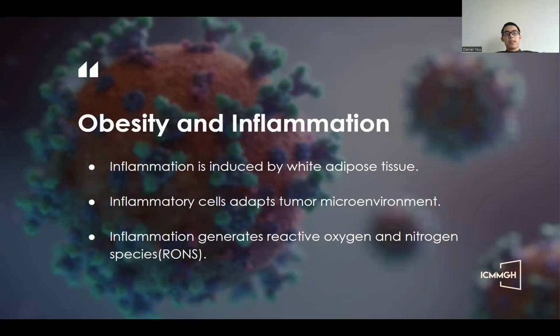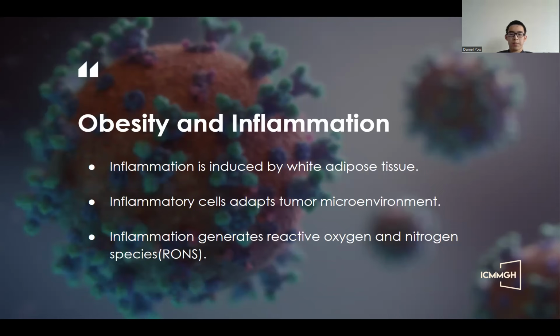So, obesity and inflammation. How does obesity cause inflammation, and how does inflammation cause cancer? Inflammation is induced by white adipose tissue, and inflammatory cells adapt to the tumor microenvironment, which plays a crucial role in promoting the growth, survival, and motility of cancer cells.